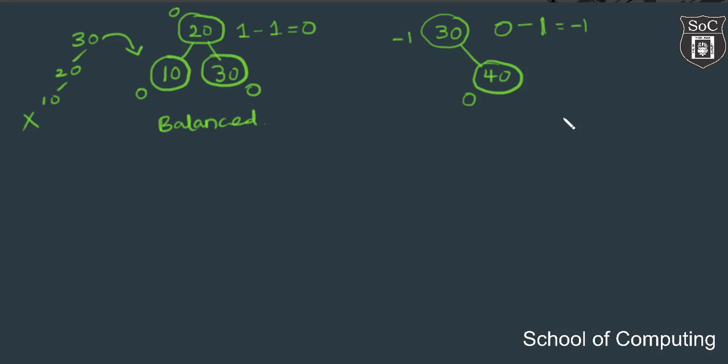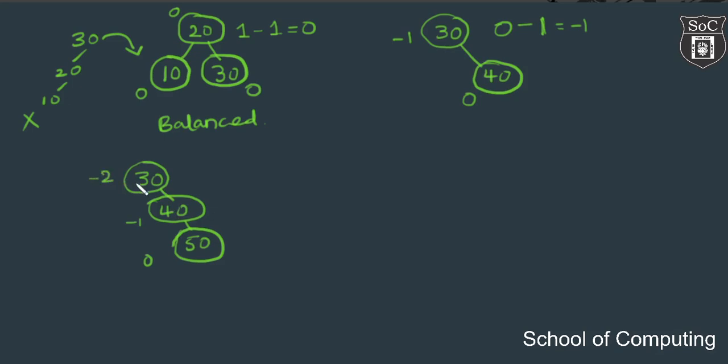Now, for example, I'll add another element to this one. 30, 40, then 50. Now again calculate the height. Height at 50 is 0 because it is a leaf node. Height at 40, left minus right, I don't have anything on the left side of 40, so 0 minus 1, it is minus 1. Similarly, height at 30, left side of 30 I don't have anything, so it is 0 minus right side, there are two edges, so it is minus 2.